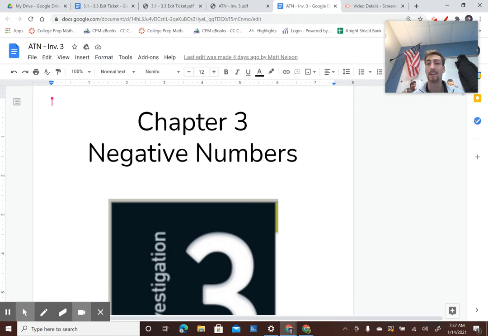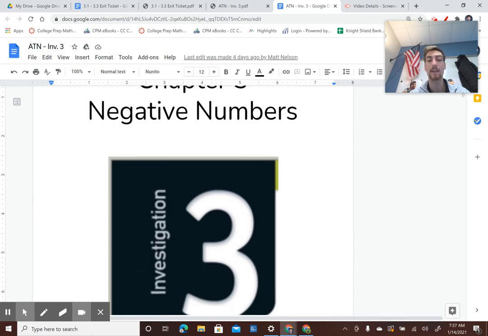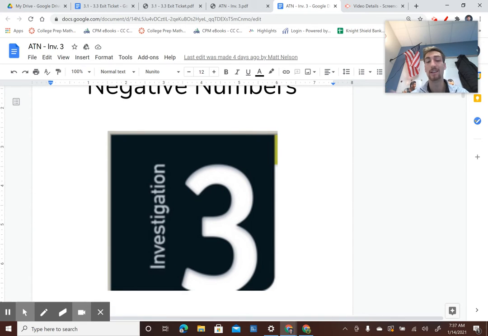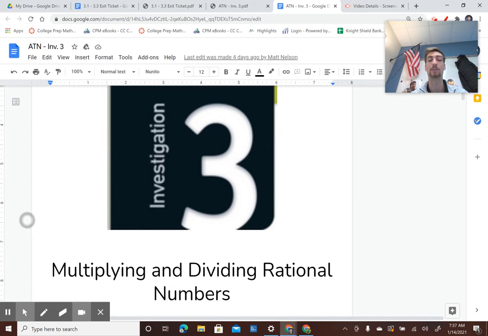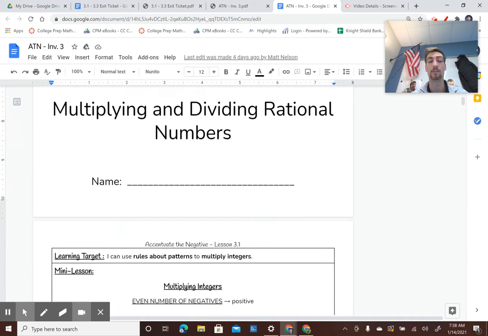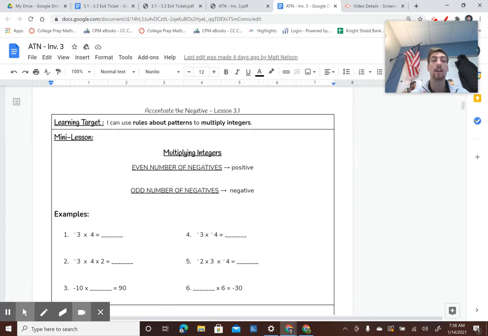Yesterday, we talked about adding and subtracting integers, and today we are going to be talking about multiplying and dividing integers. So here, we're looking at the Chapter 3 packet that says negative numbers on top, and this is Investigation 3. We completed Investigation 2 yesterday, and now we're looking at Investigation 3, multiplying and dividing rational numbers. So we're going to take a look at Lesson 3.1 to start.